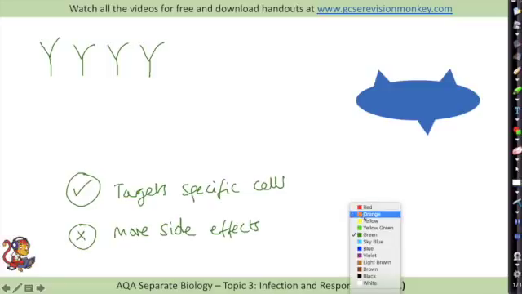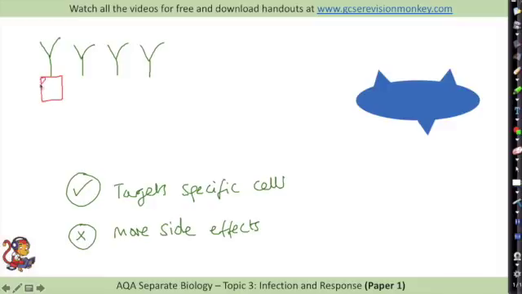The scientists did go further though. As well as producing these antibodies, they thought of some really clever ways that they could use them. So for example, they bound different things to the antibodies. For example, drugs that kill cancer, or perhaps a fluorescent dye or fluorescent protein.